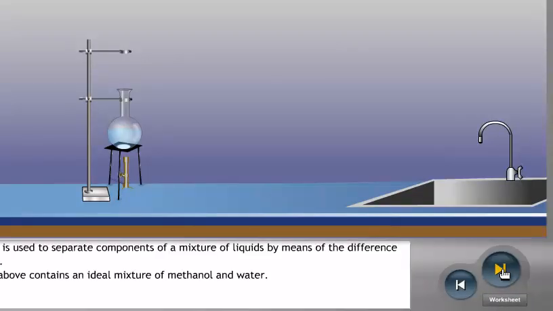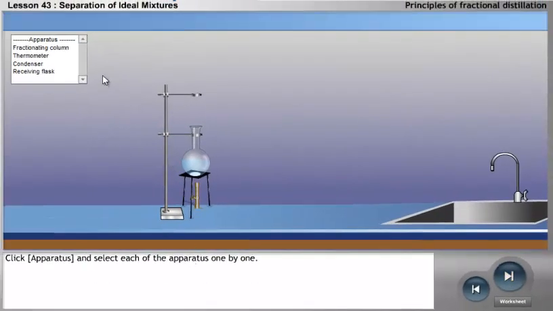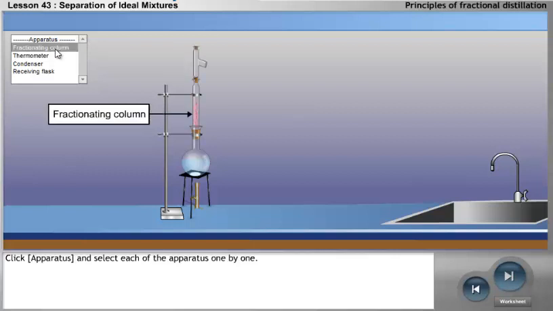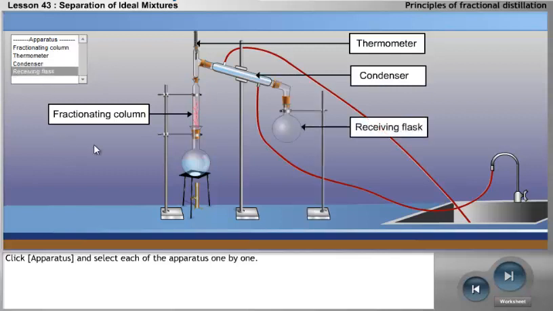Fractional distillation is used to separate components of a mixture of liquids by means of the difference in their boiling points. The distillation flask above contains an ideal mixture of methanol and water. Click Apparatus and select each of the apparatus one by one. Click on the burner to start the distillation process.